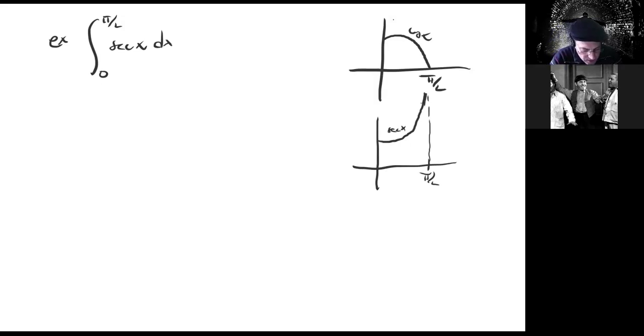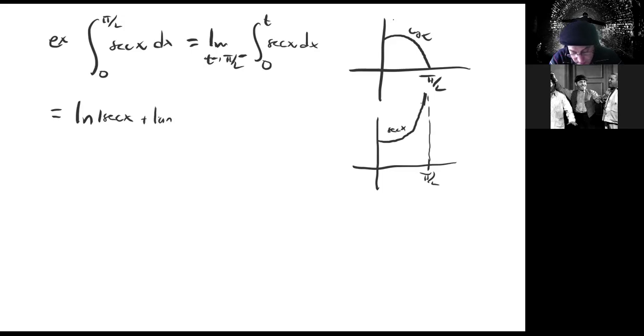So the way we're going to do this is, first of all, note that this is going to be a type 2 integral, and it's case 2. So this is the limit as t approaches pi over 2 from the left of the integral from 0 to t of secant x dx. Now the antiderivative of secant of x is ln of absolute value of secant x plus tangent x plus c. So we're going to evaluate that from 0 to t, and then we have to take a limit as t approaches pi over 2 from the left.